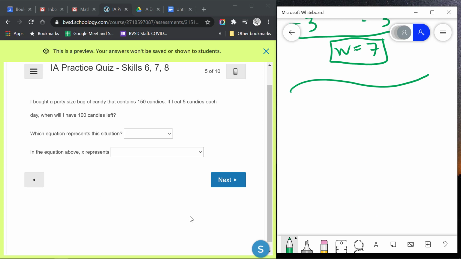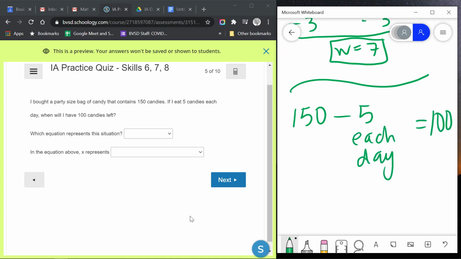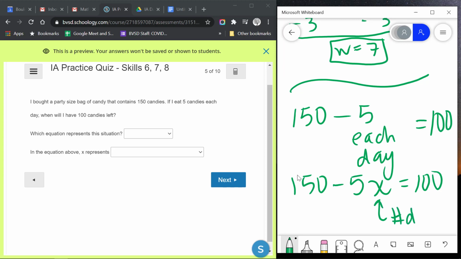We're going to start with 150 candies, and we're going to take away 5 candies each day. And we want to know, when is that equal to 100 left? So if I only ate one day, it would be 5 times 1 here, or 2 days, 5 times 2. So you can probably guess that the equation is going to be 150 minus 5x equals 100, and this is going to tell me number of days.